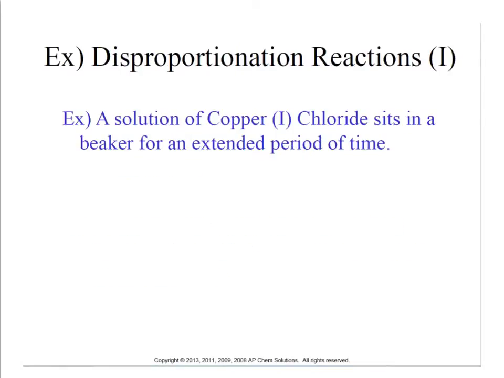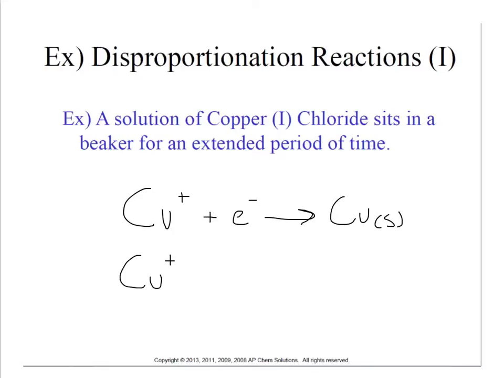So for example, if we have a solution of copper 1 chloride that sits in a beaker for an extended period of time, well, a couple different things can happen. First off, copper chloride, which is going to be Cu+, that Cu+ can gain 1 electron and turn into copper solid. Where would it get that 1 electron from? Well, a different Cu+ could turn into Cu2+ and itself lose 1 electron. So what you have here then is copper both being reduced and oxidized. And these aren't the exact same copper atoms, they're just the same state of copper.